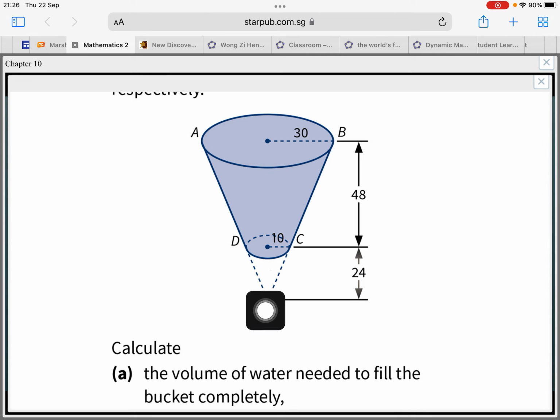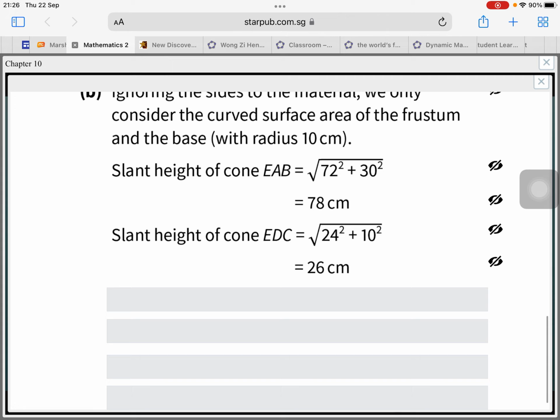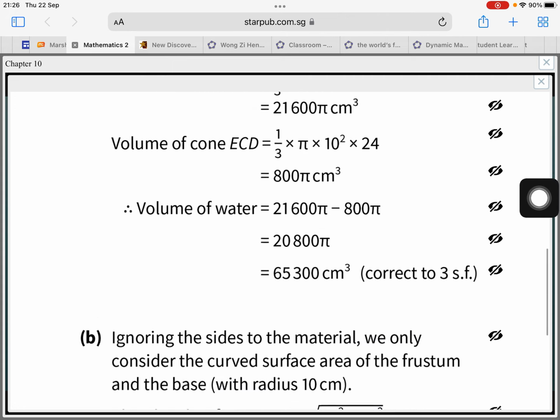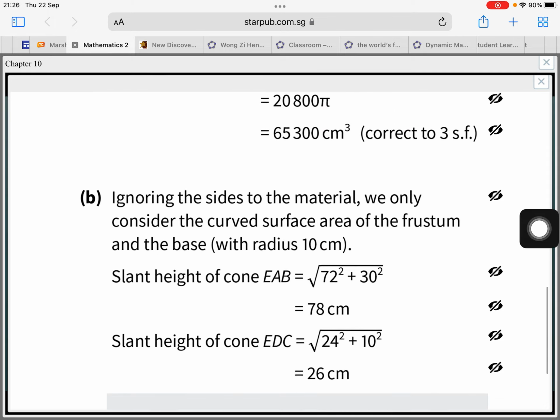So this slant height will just be this square plus this square equals to this square, so Pythagoras theorem. They do the slant height for both. First they find for this, using 30 square and 48 plus 24 square. The other one they use 10 square and 24 square.